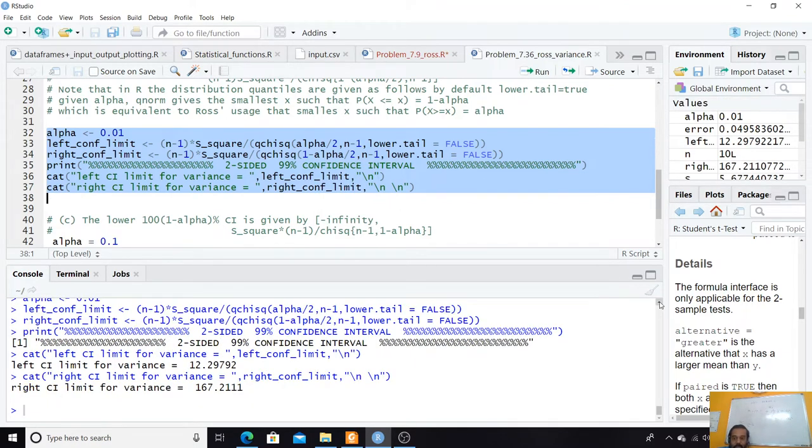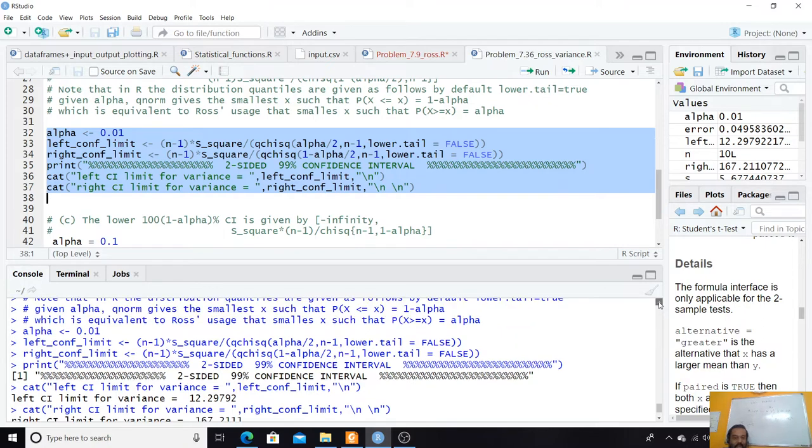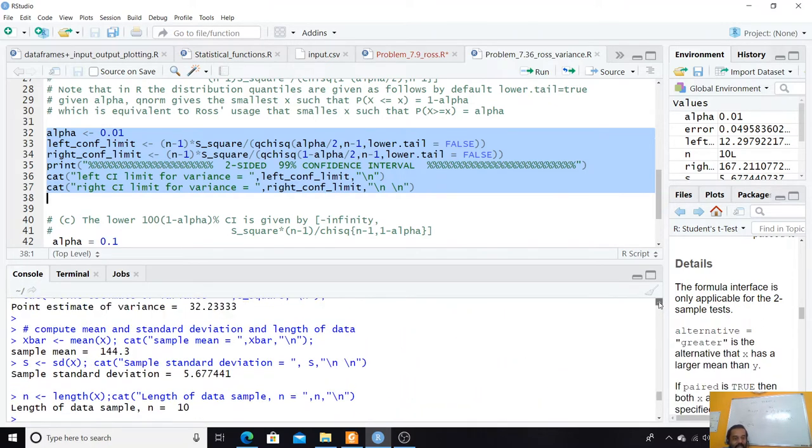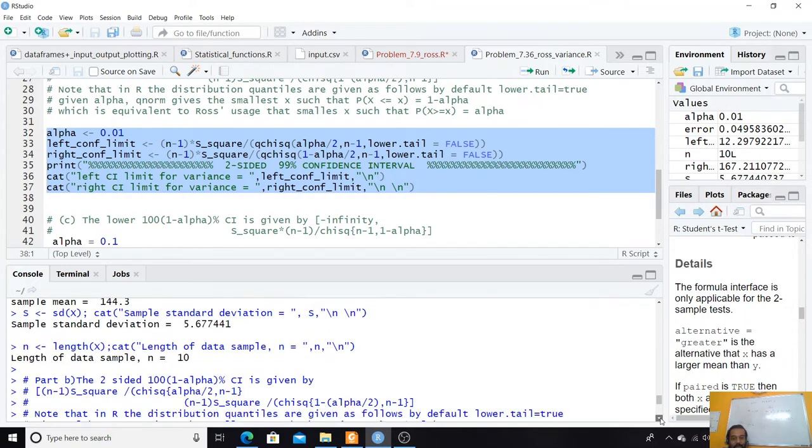So while the sample variance was 32 point something, my left confidence limit was 12.2, and my right confidence limit of the two-sided interval, this is a 99% confidence interval, so alpha is 0.01, and you can see that the right side is 167.211. So this is definitely not a case where things are symmetric like we're used to so far. The sample standard deviation, the point estimate, was 32, okay?